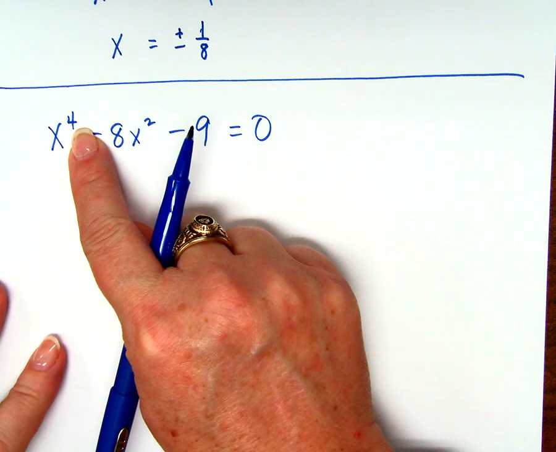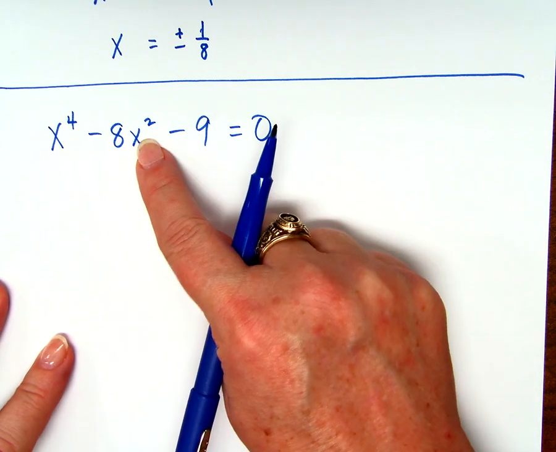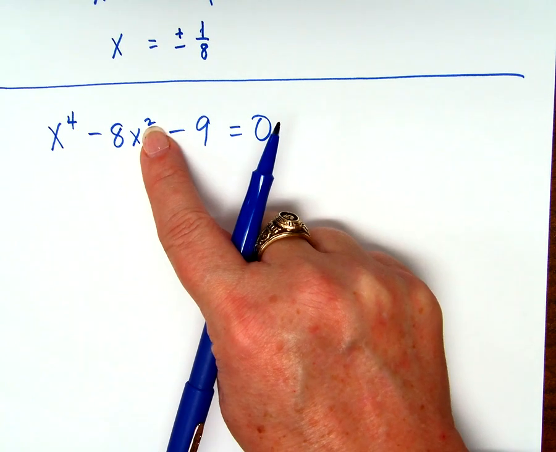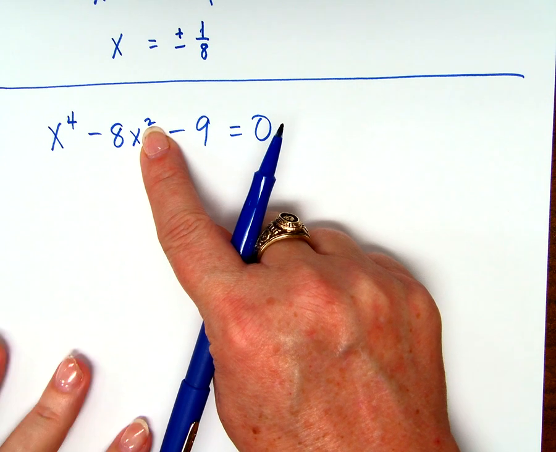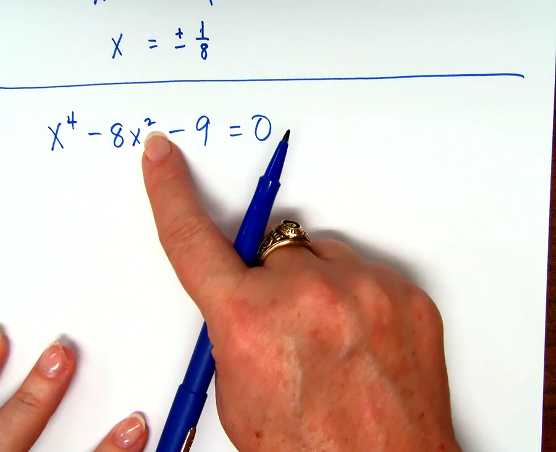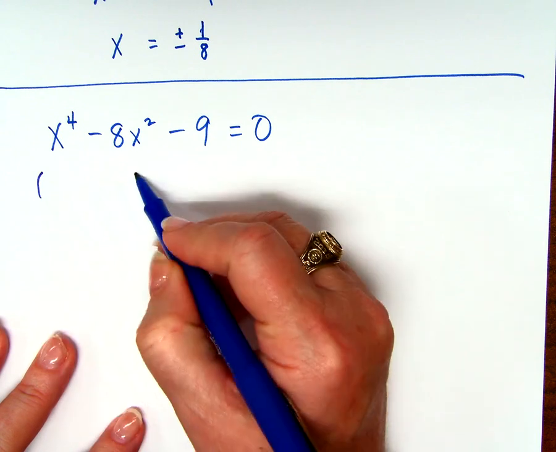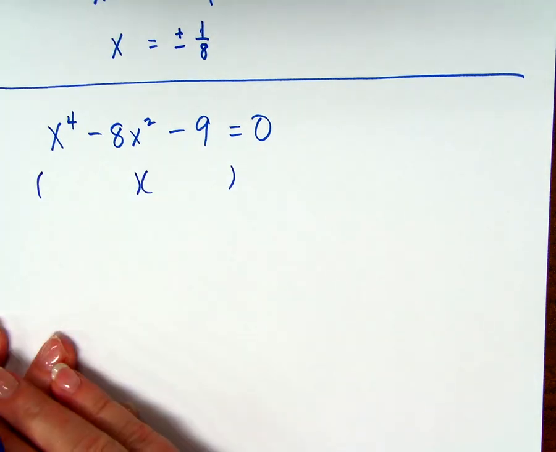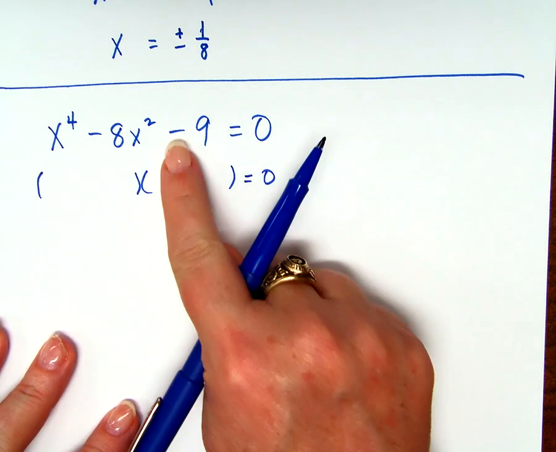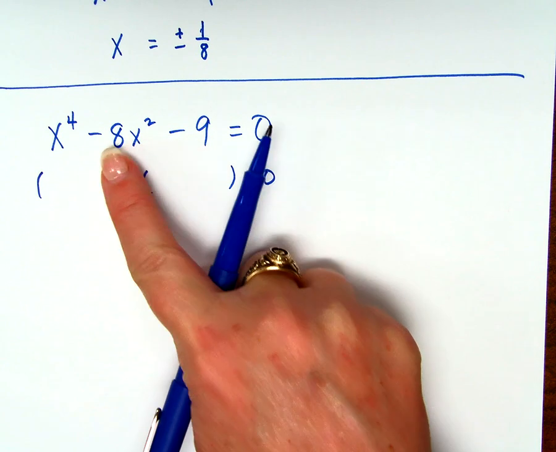So this equation right here is actually quadratic in form, even though it's an x to the 4th, because I've got an x to the 4th here and then an x squared. If this was an x to the 3rd, it would not be quadratic in form. X to the 4th and then x squared and then the constant. So I could start thinking quadratic ways of solving things and say, what multiplies to be negative 9 and adds to be negative 8?